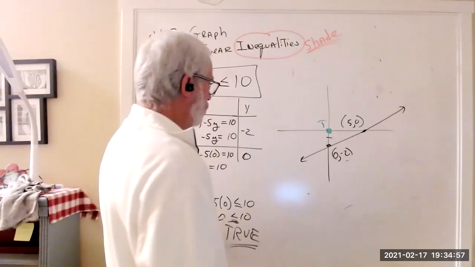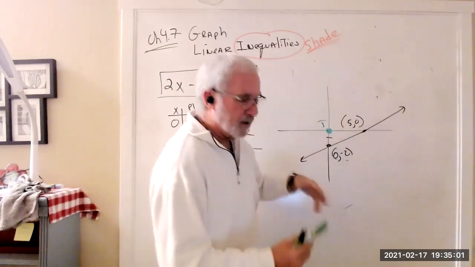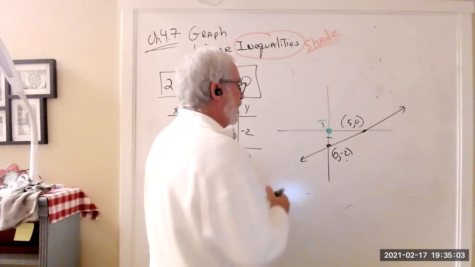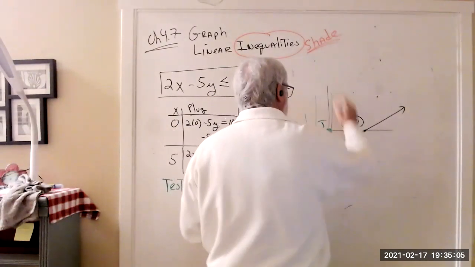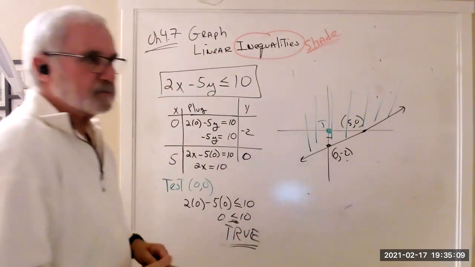So let me see this. My test point was true. The test point was above the line. That means truth must be above the line. And so that's where I shade, just up like that. And you're done. That's it.